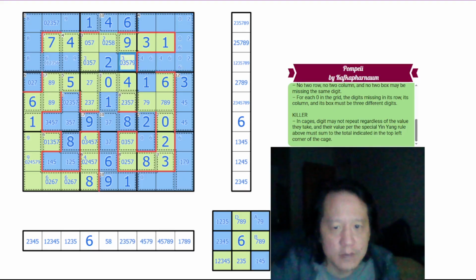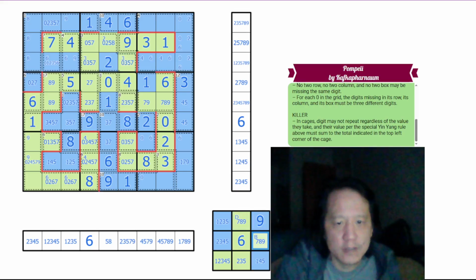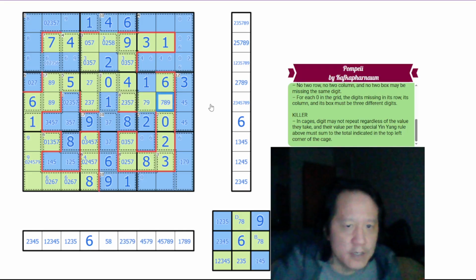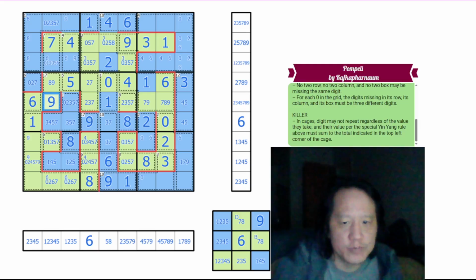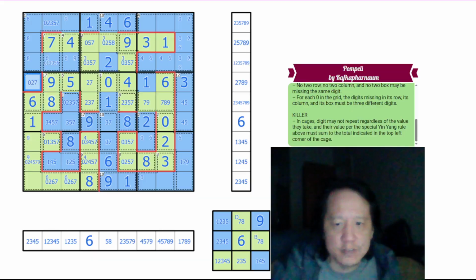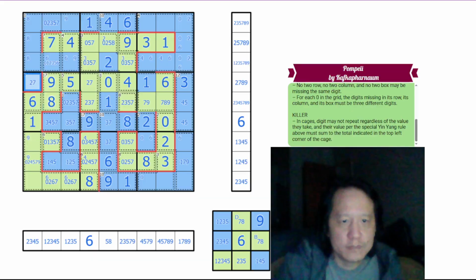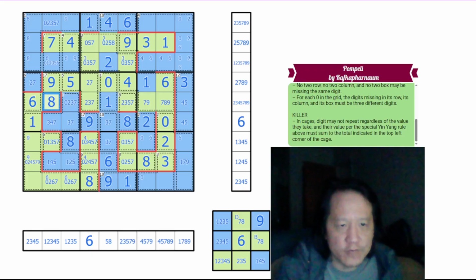Okay. So this must be 9. Which means this cannot be 9 here. This cannot be 9 here. So one of these two is 9, which means this cannot be 9. So this is 8, that's 9. Oops. This is 8, that's 9. This can't be 0. No 5 here, no 5 here, no 5 here.